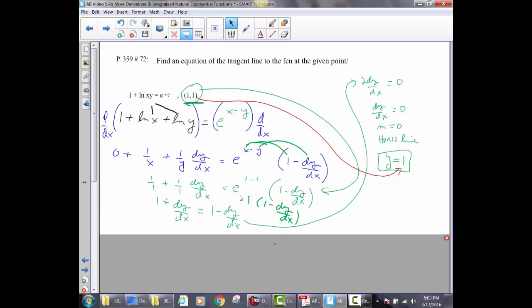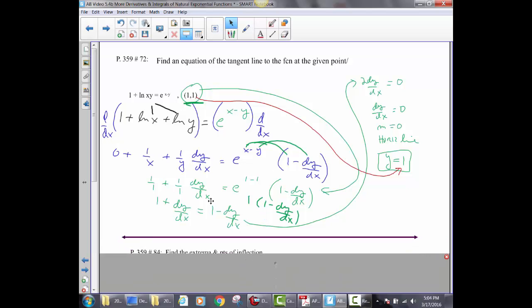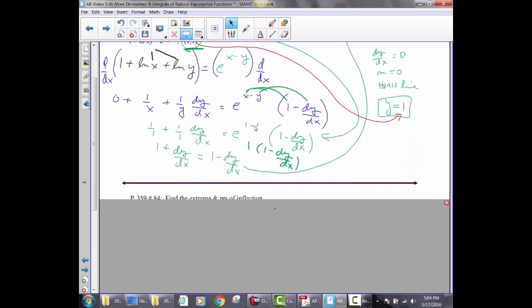1 plus dy/dx equals e to the 0, which is 1, minus dy/dx, and then you have to take it from there. So you end up bringing the dy/dx's to one side, the non-dy/dx's to the other side. You'll find out that the slope is 0, which means it's a horizontal line, which means it's the line y equals 1 because it goes through the point (1, 1).